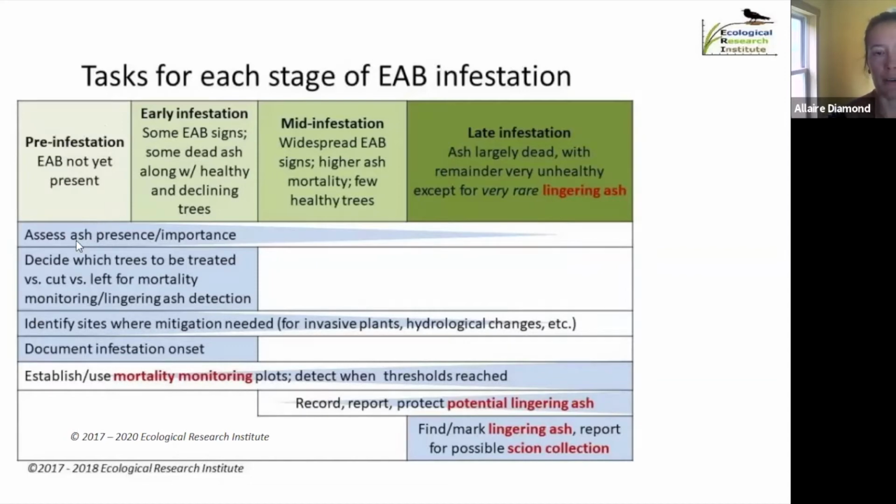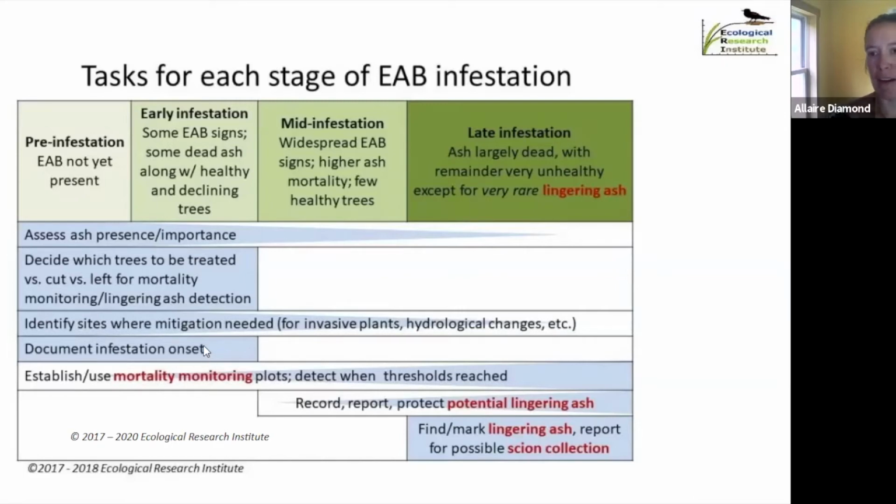You can understand the ash on your land. You can understand the importance of that ash for timber, for traditional uses like basket making, for just the beauty that you appreciate near a trail or along a road. Landowners may want to think about which trees to invest in treating with insecticide versus cutting, and how those incorporate into the management plan, identifying places on a particular property or area where mitigation may be needed. Then there's documenting the beginning of infestation and being able to catch that as early as possible.